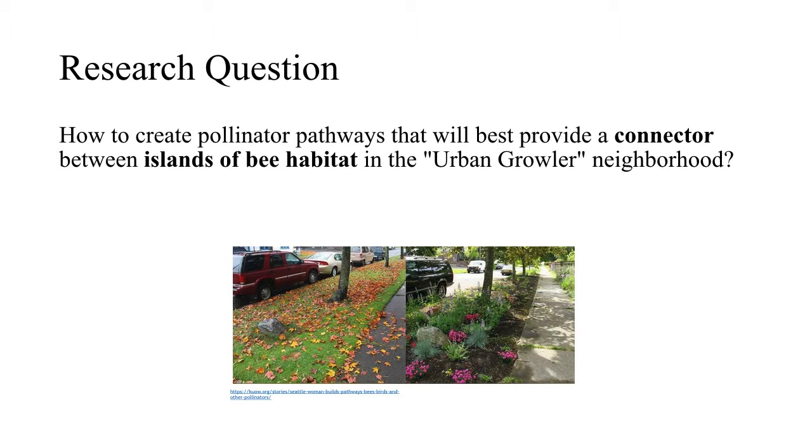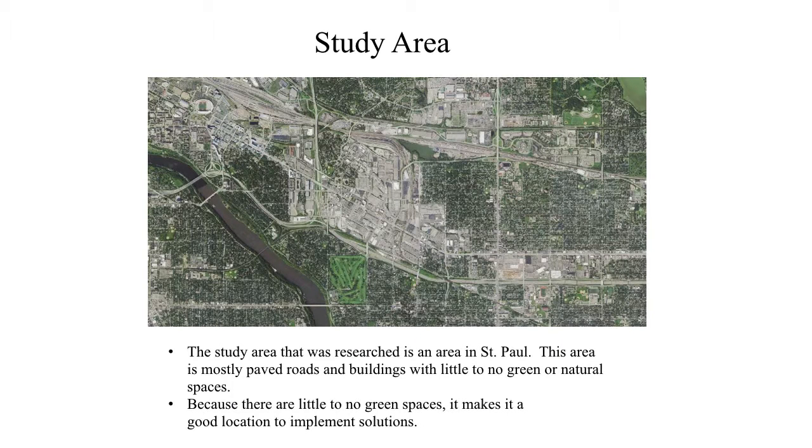My research question was how to create pollinator pathways that will best provide a connector between islands of bee habitat in the urban growler neighborhood. The study area that was researched is an area in St. Paul. This area is mostly paved roads and buildings with little to no green or natural spaces. Because there are little to no green spaces, it makes it a good location to implement solutions.